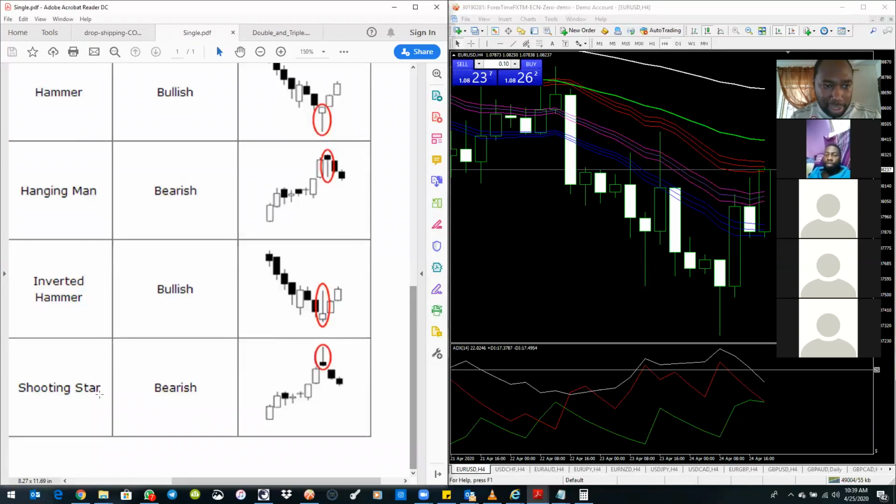You can see the shooting star is also pretty much like the hammer, but also in the opposite direction. The shooting star, you have that in a bullish move. The hammer, you have that in a bearish move. I hope you guys are okay with that.